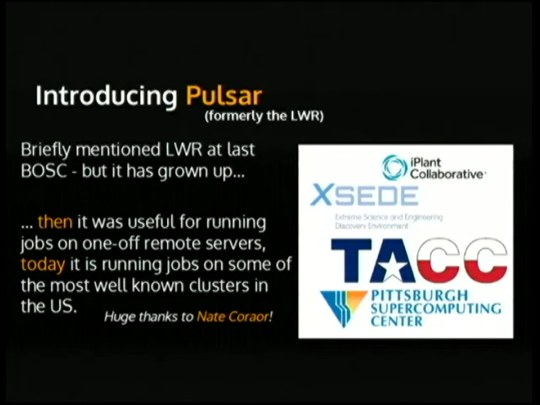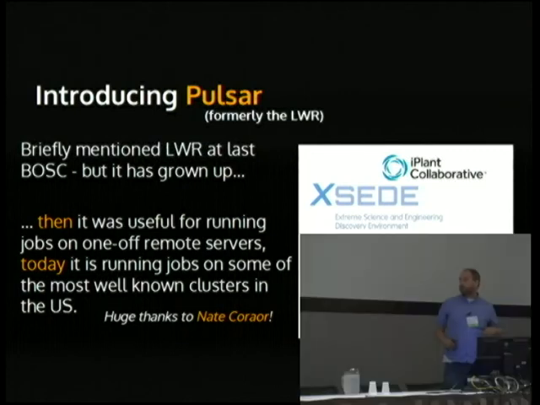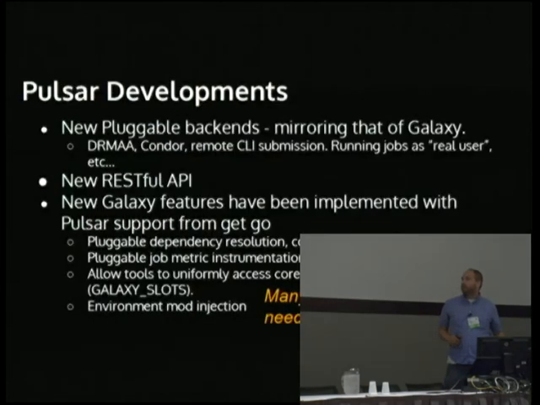We have this shared file system problem in Galaxy. Traditionally, it's assumed that you have a large shared cluster. We're trying to get away from that with Pulsar. It was formerly called the LWR. I briefly brought it up at last year's BOSC, but it's grown up a lot since then. Then it was useful for running jobs on one-off remote servers, to address proteomics applications, where you've got some applications that only run on Windows, for instance. But today it's running jobs in some of the most well-known supercomputers in the United States, at least in academia.